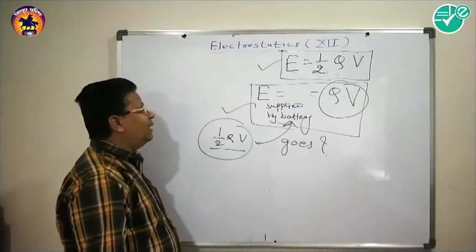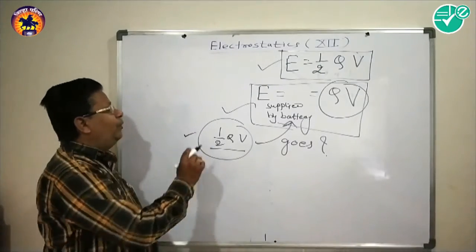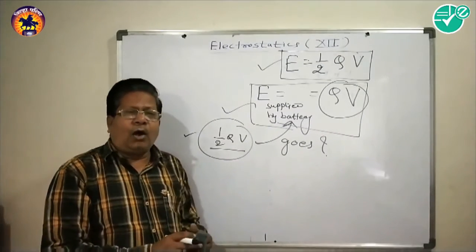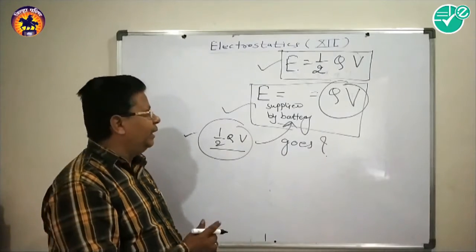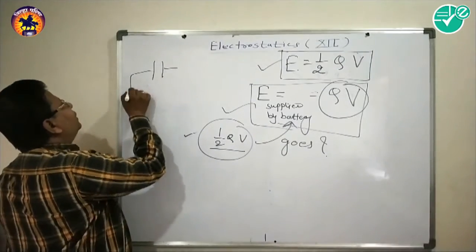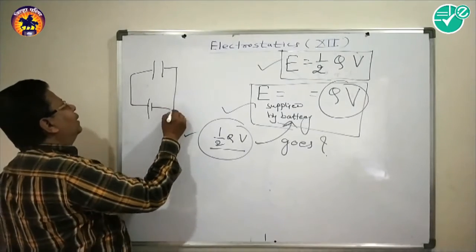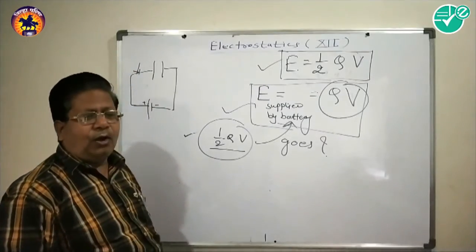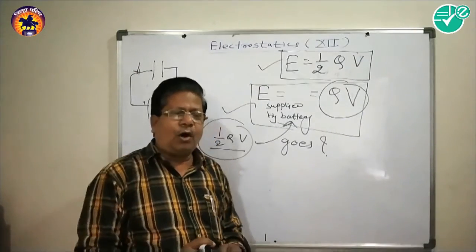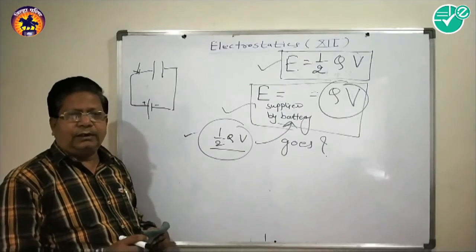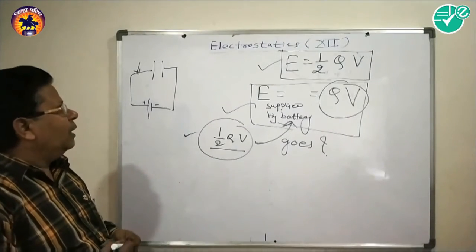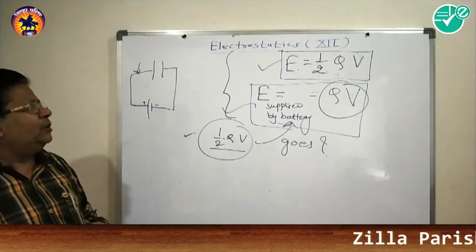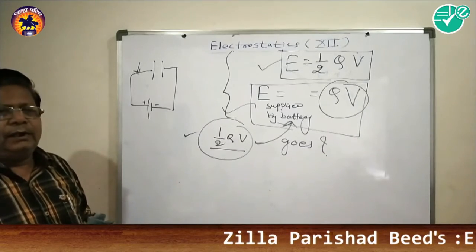The answer is the half QV energy supplied by the battery is lost in producing heat when this capacitor is connected by the conductors, that is metallic conductors, and also due to loss of energy inside the cell. So this is the important point regarding the energy stored by a charged capacitor.